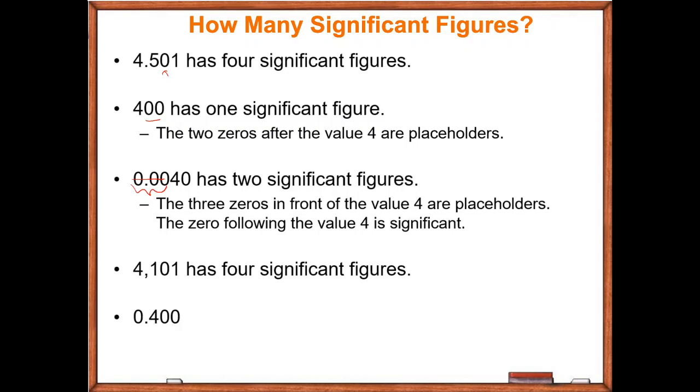Okay, next one, 0.400. How many sig figs? The 0 up front would not be significant, just a placeholder. And the 2 zeros at the end would be significant since I have a decimal. So overall I have 3 sig figs. Okay, give you just a second there.